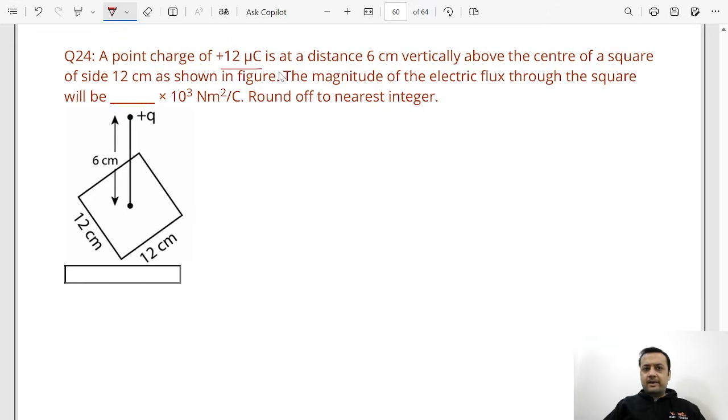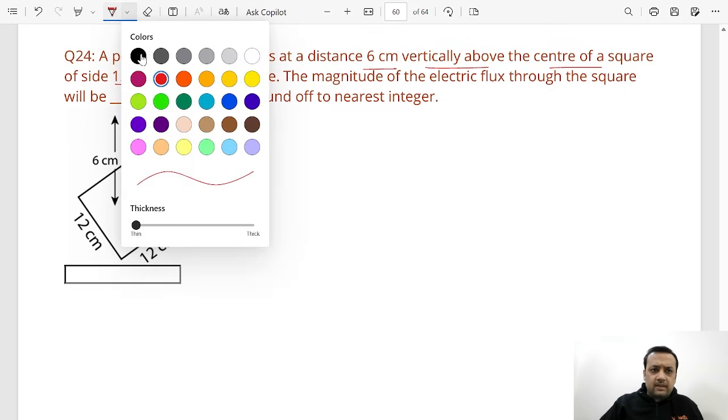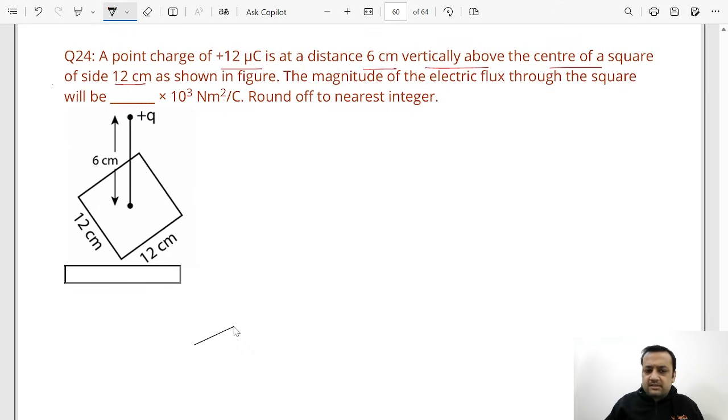A point charge of 12 microcoulomb is at a distance of 6 centimeter vertically above the center of a square of side 12. The magnitude of flux through the square will be. Now look, if you try to understand the situation, let me show you in the x, y, z axis. So let us say that this is the x axis, this is the y axis, and this is the z axis.